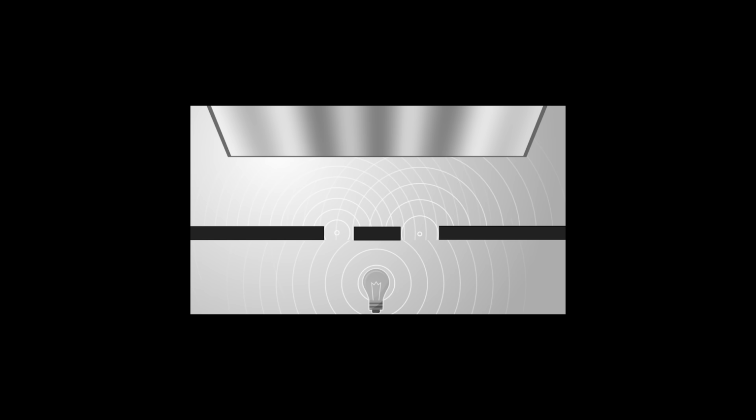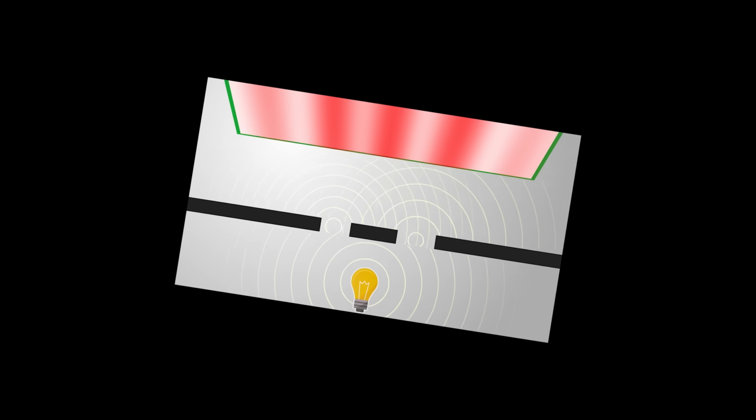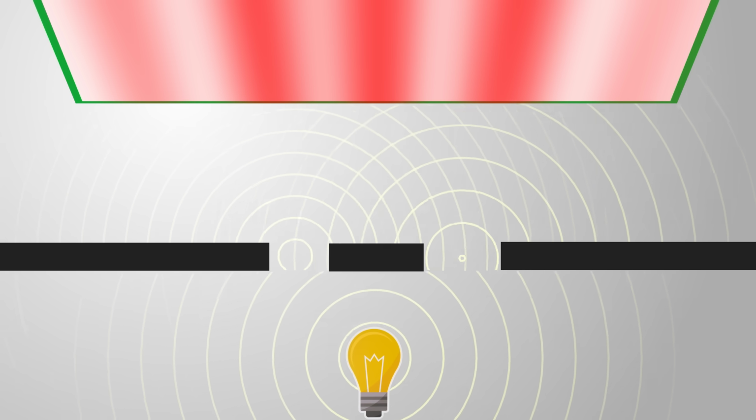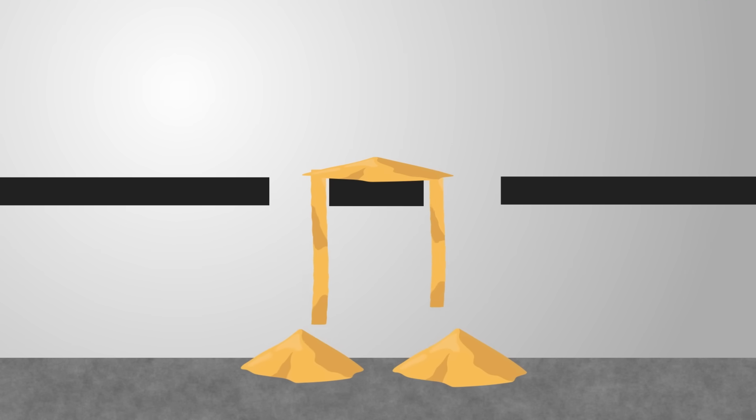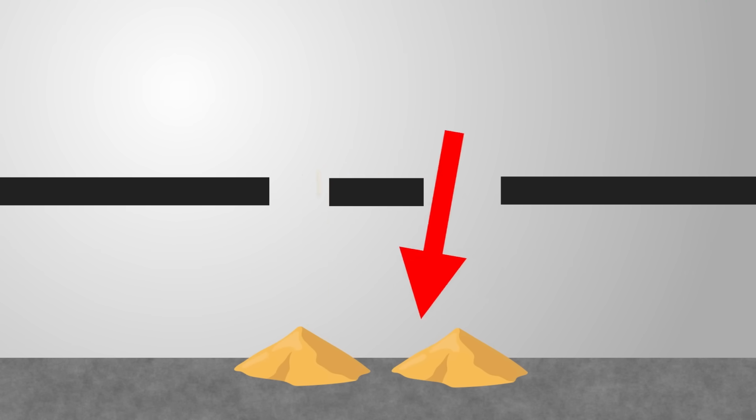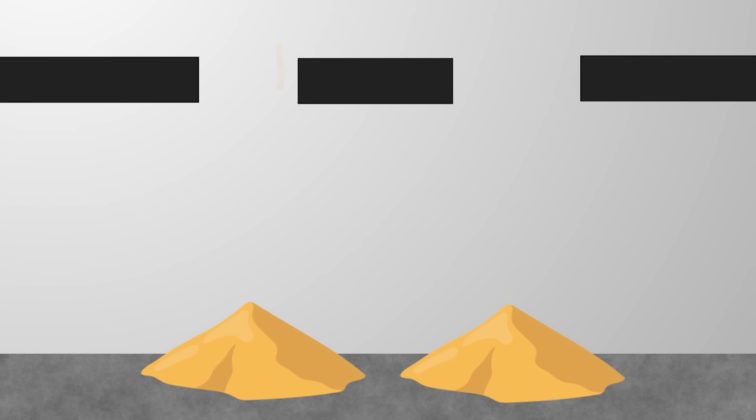Yeah, but that's not quantum mechanics, that's just light. Right, have some patience, will you? Anyway, let's do the same, but this time, let's do it with some grains of sand. Each grain of sand would either go through slit 1 or slit 2, and we will see two piles of sand emerge.